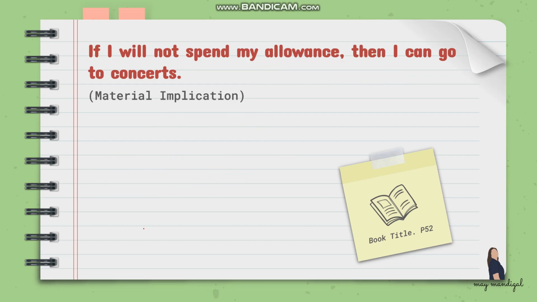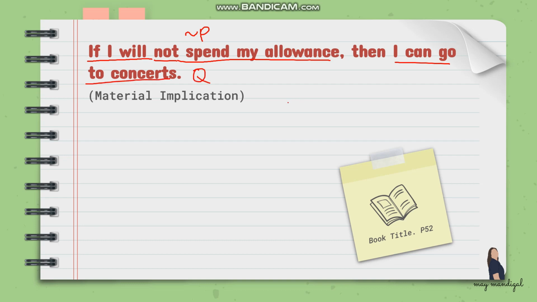For our next example: if I will not spend my allowance, then I can go to concerts. We will be writing this using material implication. Like what we did a while ago, we have to identify first what is our P and what is our Q. I will not spend my allowance is our first statement, but since we have the word not, we have to get the negation of it. So it is not P. This whole statement, I will not spend my allowance, is not P. And then we have here, I can go to concerts. This is our Q.